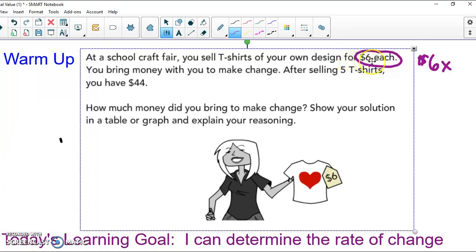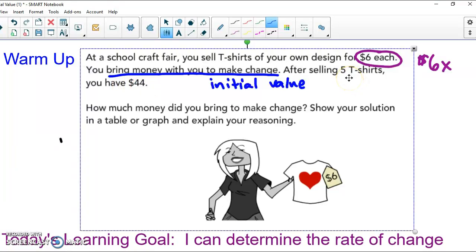So we're selling these shirts for $6 each. You bring money with you to make change. This money that I'm bringing with me to make change, this is what we're going to call our initial value. And if you think about the word initial, it means first, or what you have at the beginning. So what I'm starting with, my initial value, is this money that I'm bringing to make change as I sell these t-shirts. So I don't know what that is yet, so we're going to have to figure that out. After selling 5 t-shirts, you have $44.